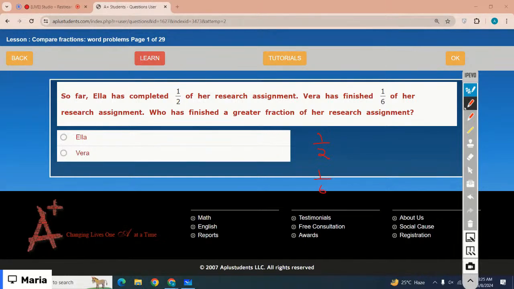So the simple way is to convert them into percentage form, right? 1 divided by 2 is 0.5, and 0.5 times 100 is 50%. Do the same thing for 1 by 6. 1 divided by 6 is 0.16, and 0.16 times 100 is 16%. So which is more?